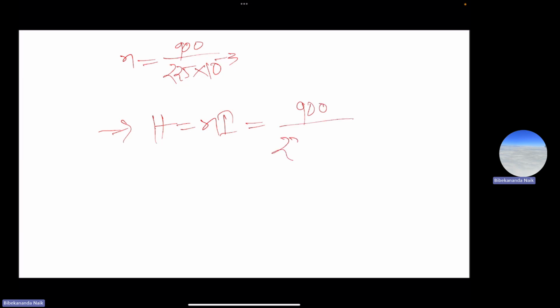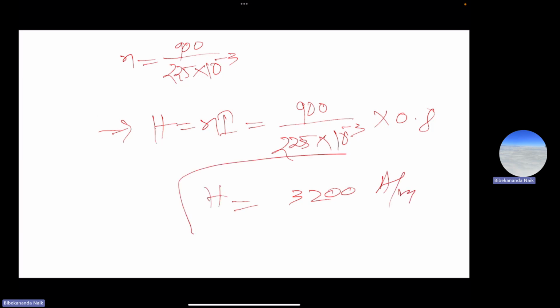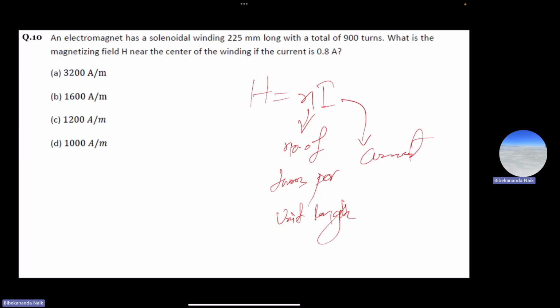So if we calculate the number of turns per unit length, the total number of turns is 900. The length is 225 mm, meaning 225 into 10 to the power minus 3. So H will be Ni, which is 900 divided by 225 into 10 to the power minus 3, into 0.8. It will be 3200 ampere per meter. So H is 3200 ampere per meter. The correct option is option A again.